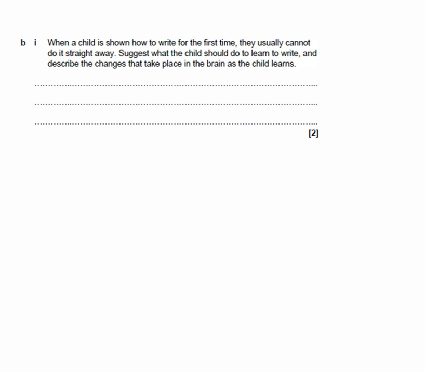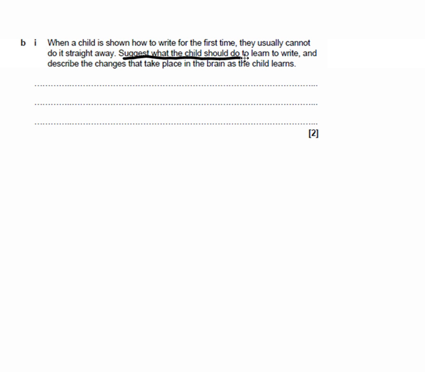Right. This next question is all about a child and how they learn how to do something. A child shouldn't be able to write for the first time. They usually cannot do it straight away. Suggest what a child should do to learn to write and describe the changes that take place in the brain as the child learns. So there's more than one bit that we need to include for this. So we need to do this first bit.